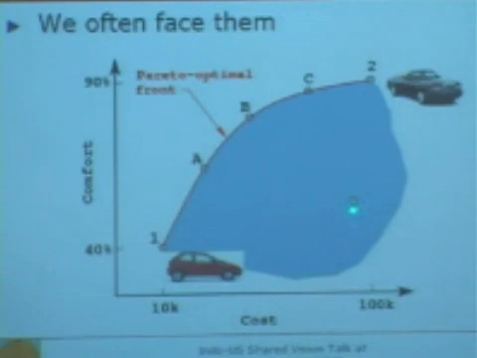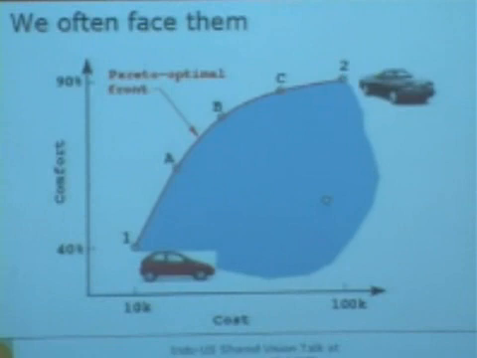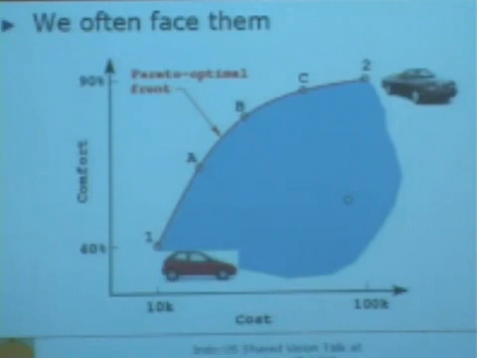So if unfortunately you have not done optimization and you have launched this product into the market, and there is a product A already available in the market, you will be running out of business pretty quickly. So this set of solutions on the red line are special. They are optimum. They are called Pareto optimal solutions.